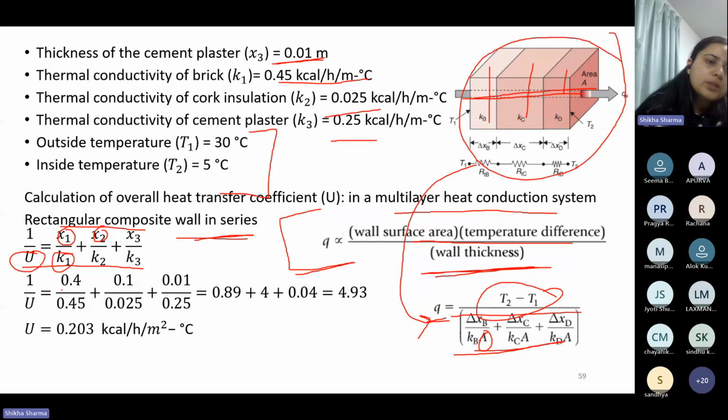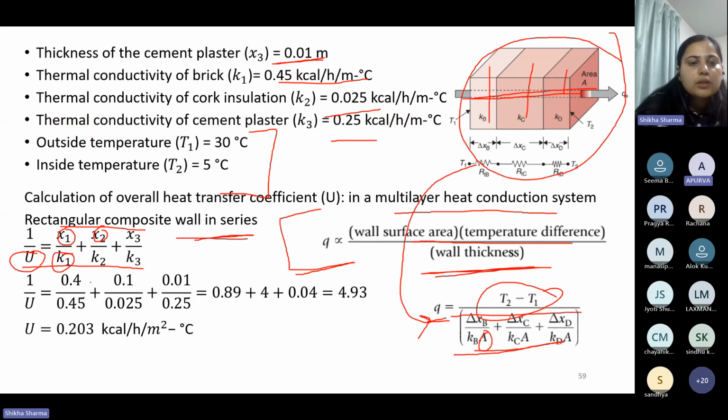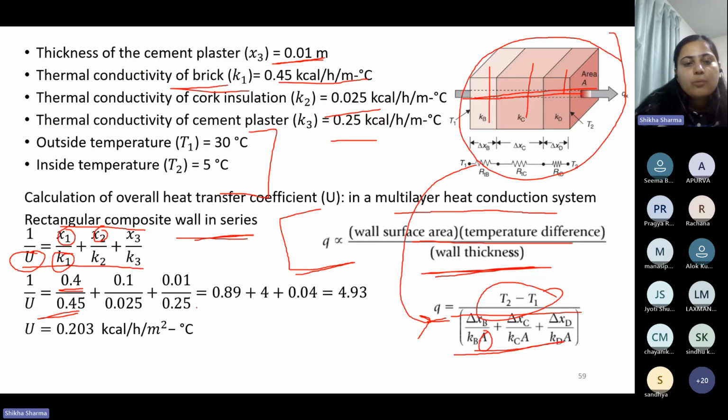So 1 upon U is equal to x1 by k1, where x1 is the thickness of the brick layer. First is the brick layer, so 0.4 meter, and its thermal conductivity is 0.45. So 0.4 divided by 0.45, plus x2, the thickness of cork insulation, which is 0.1, divided by its thermal conductivity, which is 0.025, plus x3, which is this.